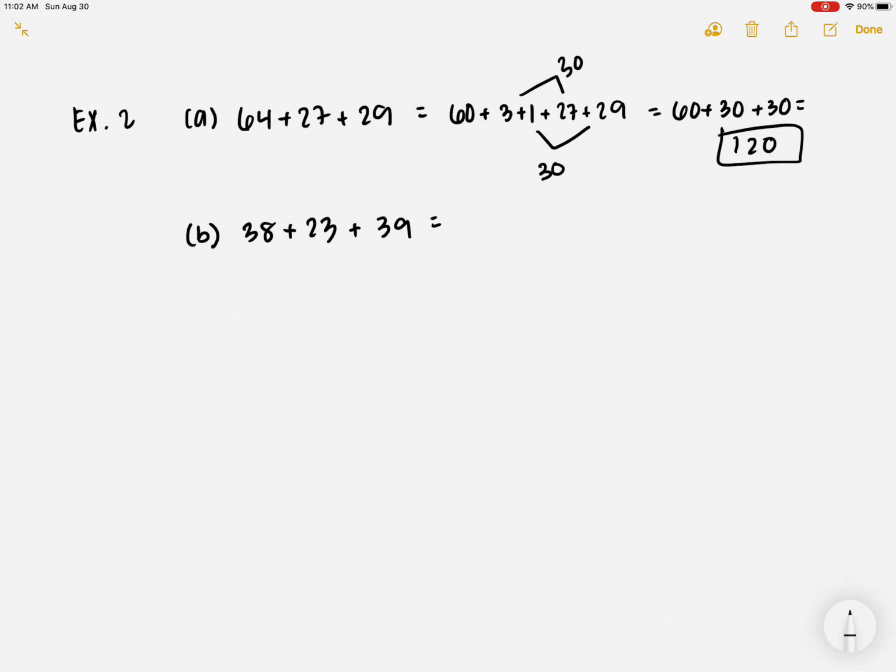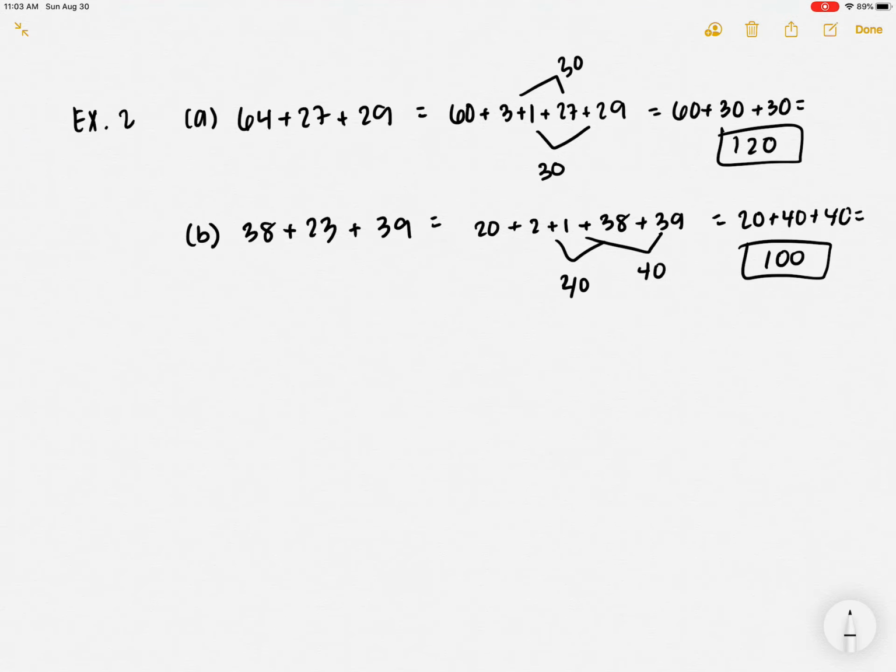So for part B, do the same thing and choose a number to break up so that you can make tens or hundreds out of it. So I'm going to break up 23 into 2 and 1 and 20, and then add it to 38 plus 39. Now 2 plus 38 equals 40. 1 plus 39 also gives you 40. So 20 plus 40 plus 40 gives you 100.